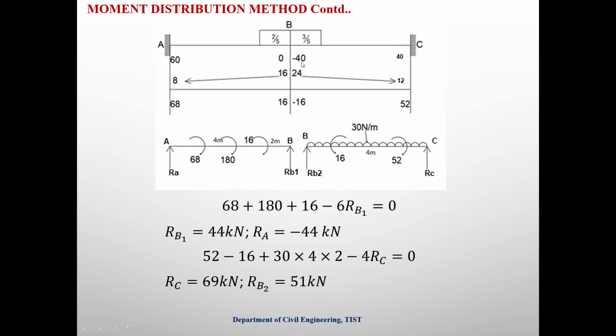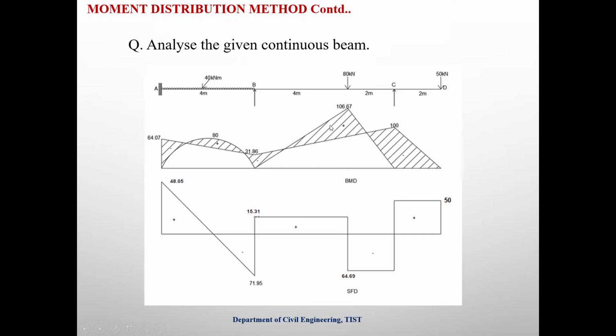Then move to the intermediate support. In this case the total moment is minus 40, that means to make the moment equal to 0 we have to apply plus 40. 2 by 5th of plus 40 here, 3 by 5th of plus 40 here. Since the far end is fixed, there should be some carryover onto both A and C. Then after that find out the sum.